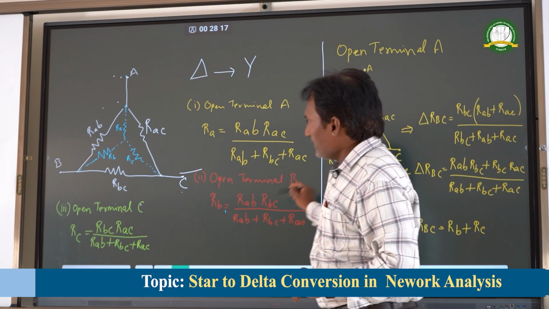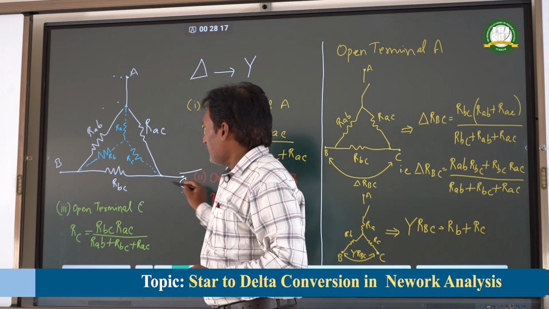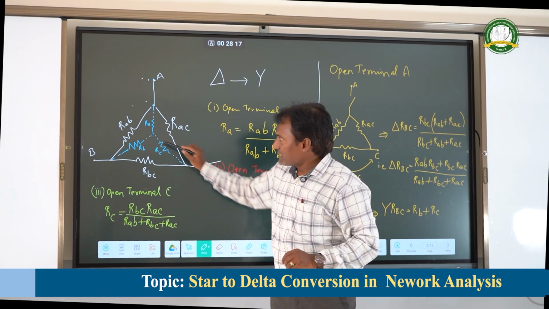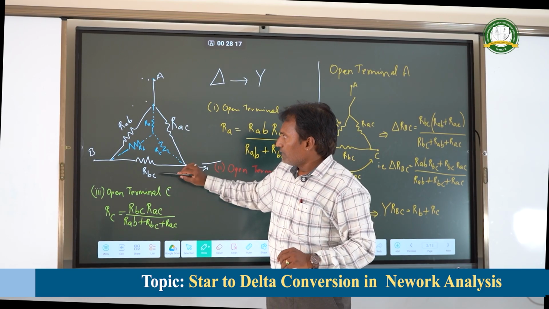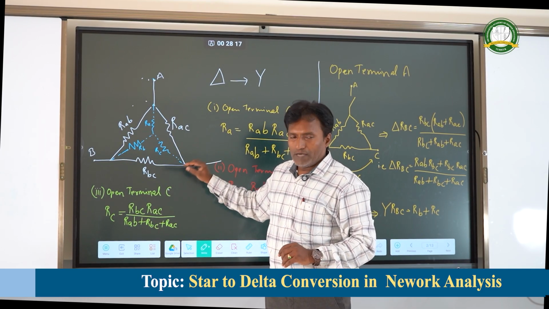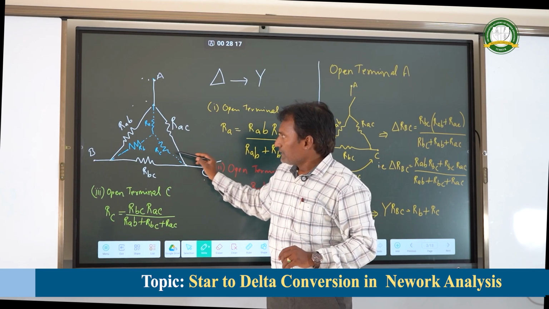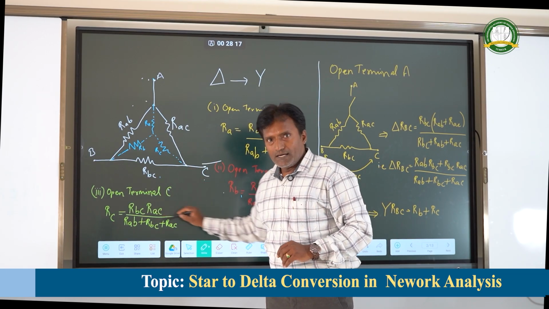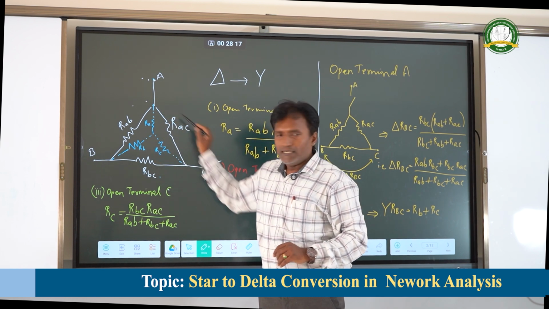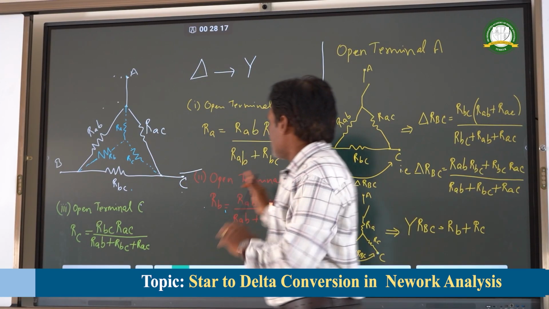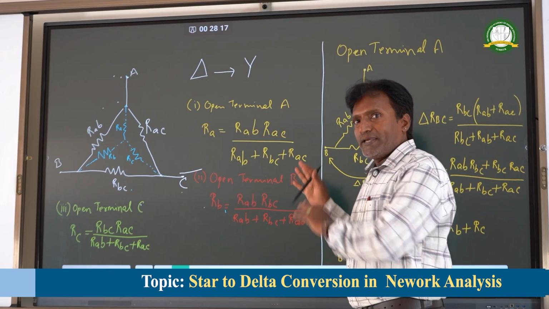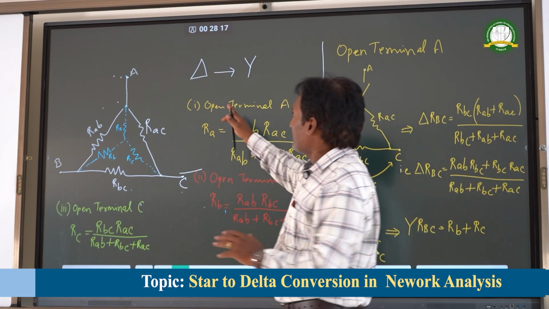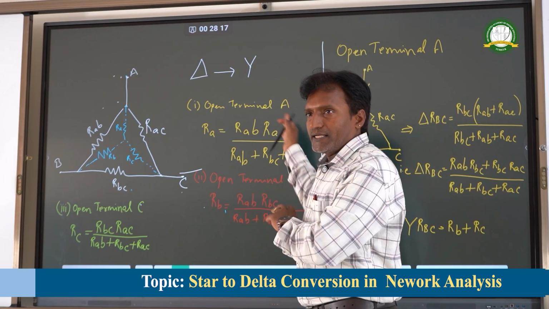Similarly, on opening terminal C, we can find the star element RC. RC will be equal to the multiplication of the opposite terminals of delta, that is RC is equal to RBC into RAC, divided by the summation of all the elements of delta. This is the simple format I have shown you to make it easy. As I said, we open the terminals one at a time.